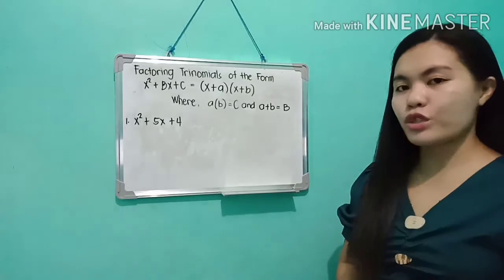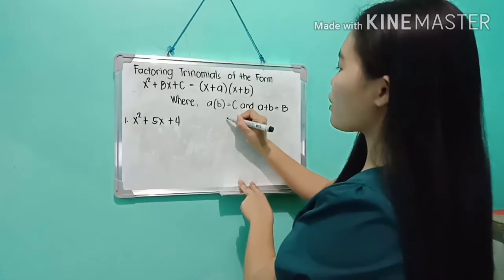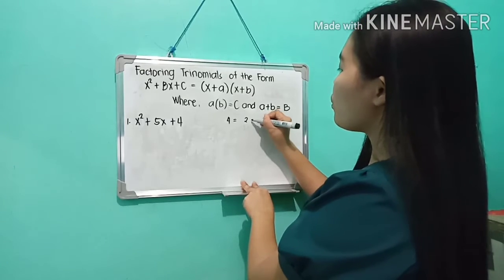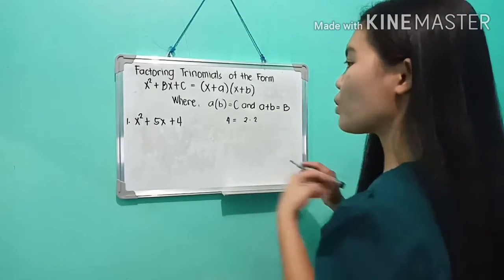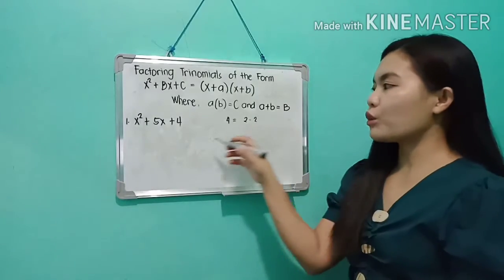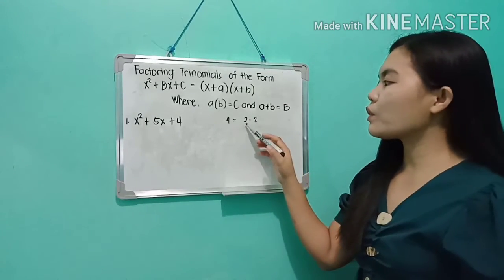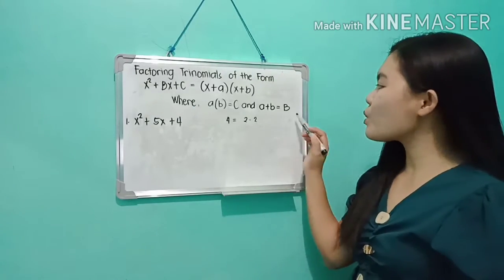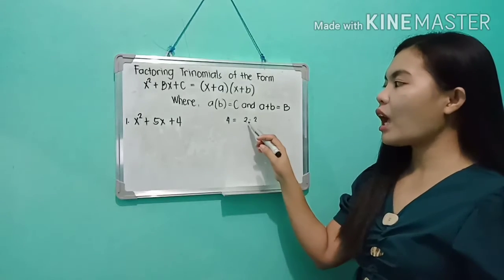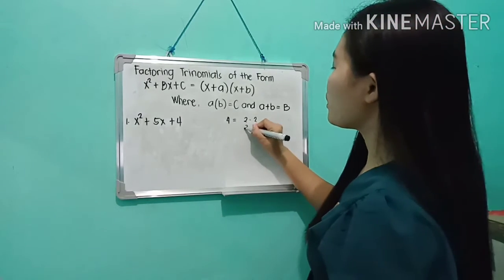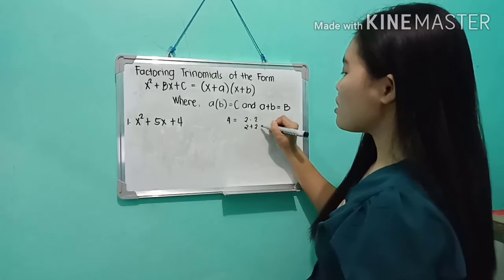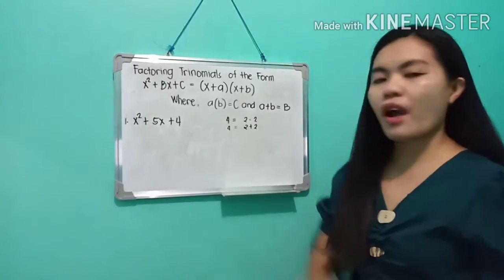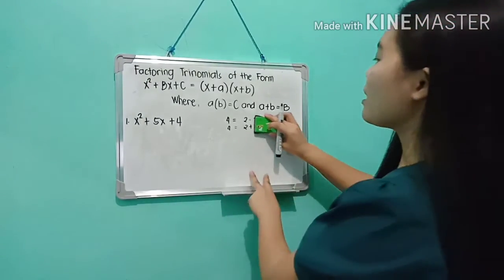So, ano ang mga factors ng 4? So, for example, we have here 4. Yung mga factors niya ay 2 times 2. So, this is an example of the factor of 4. Alright, so if we're going to multiply 2 times 2 is equals to 4. But if we're going to add, we have here 2 plus 2, or 2 plus 2 is equals to 4. Hindi siya 5. So, hahanap pa tayo ng iba.